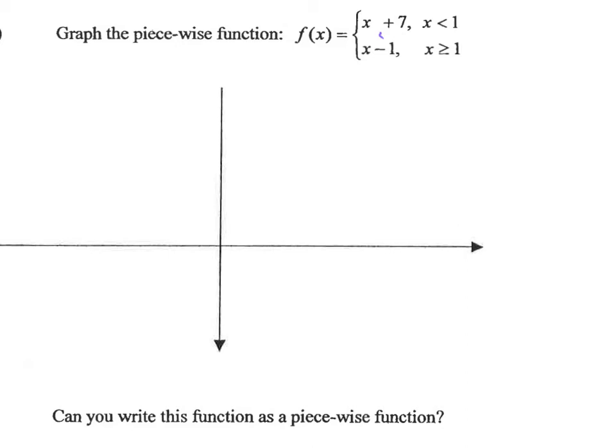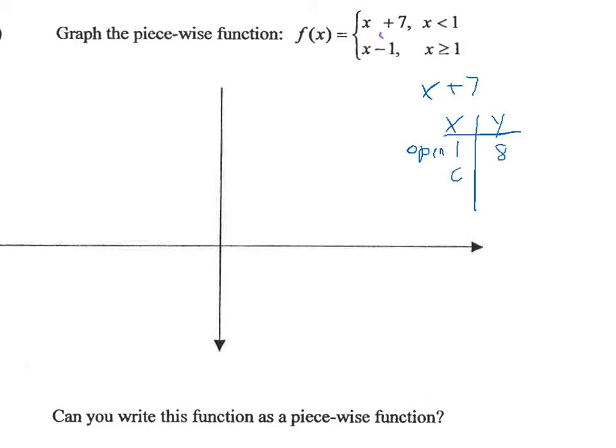For number 11, we want to graph the piecewise function x plus 7 when x is less than 1 and x minus 1 when x is greater than or equal to 1. So first I'm going to make a table for x plus 7. And I'm only going to plug in numbers that are 1 or smaller. I'm allowed to plug in 1, but I must remember that that is going to be an open circle or an open dot. So if I plug in 1, I'm going to get an 8.